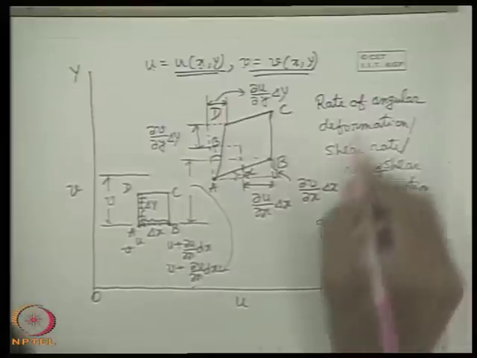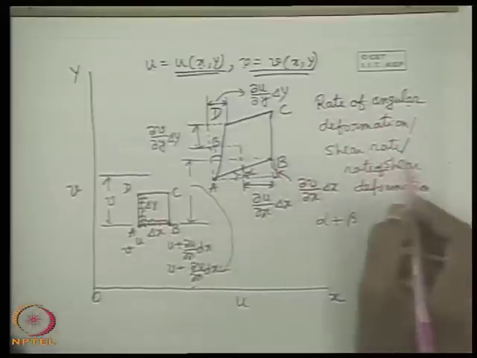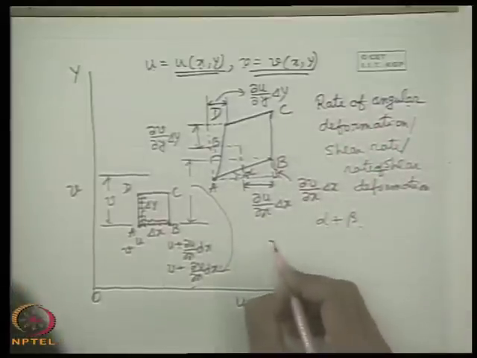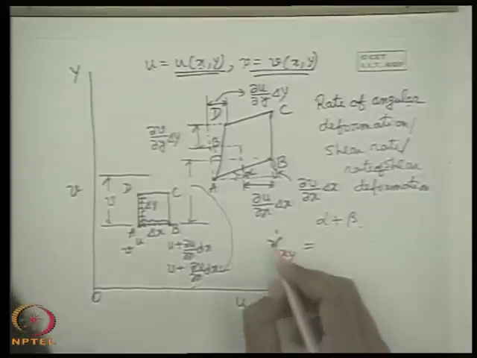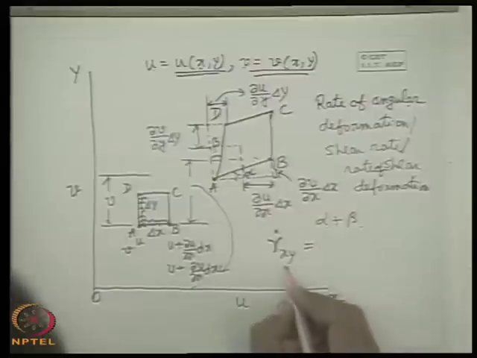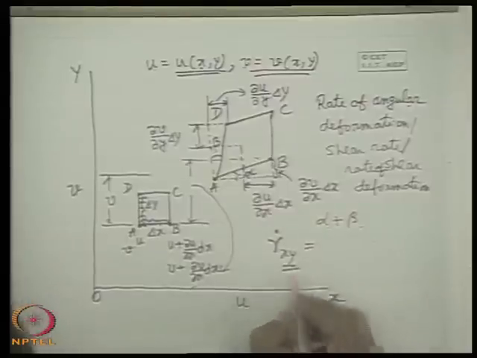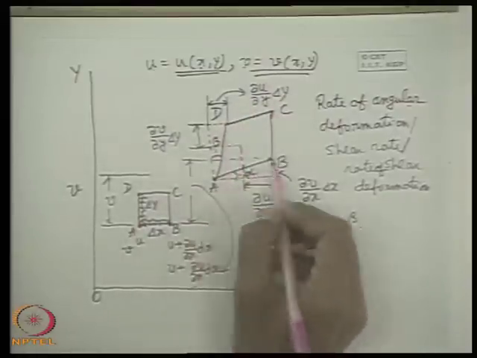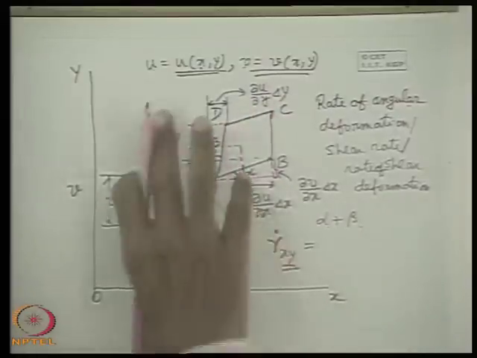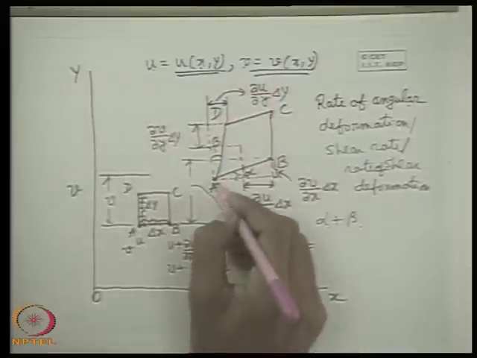So, therefore, the rate of angular deformation or shear deformation is alpha plus beta, and this is symbolized as gamma dot xy. Gamma is the nomenclature for this, dot is for the rate, and xy is given because this deformation is taking place because of a tilt of the linear segments. So, this happens only in the xy plane about the z axis.